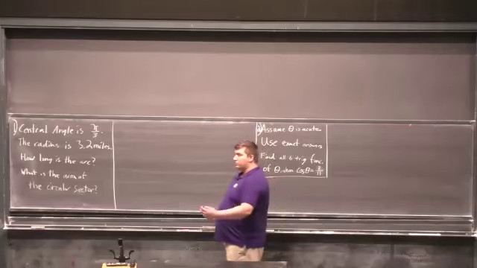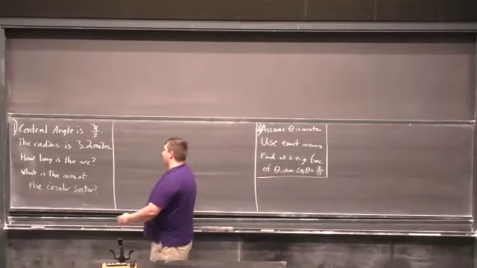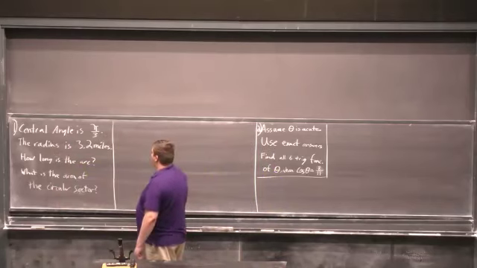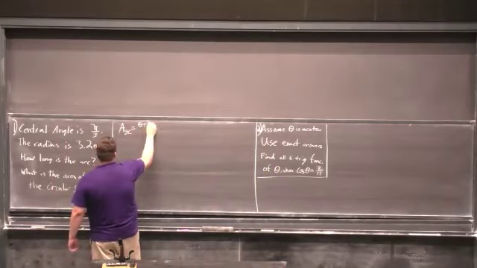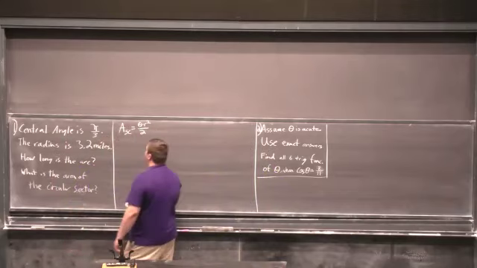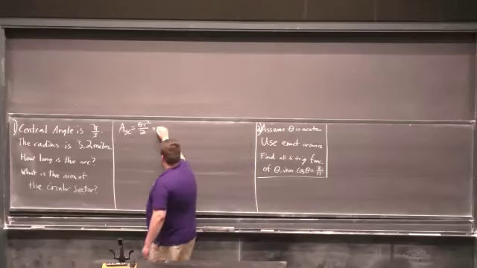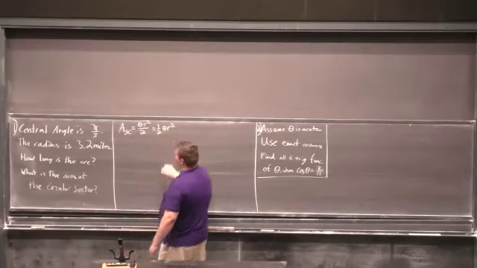So two formulas should be popping out at you when we see a central angle. When I see circular sector, I should think of the formula: area of the sector is equal to theta times the radius squared, all divided by 2. Or I could rewrite this as 1/2 times the angle, the central angle, times the radius squared.